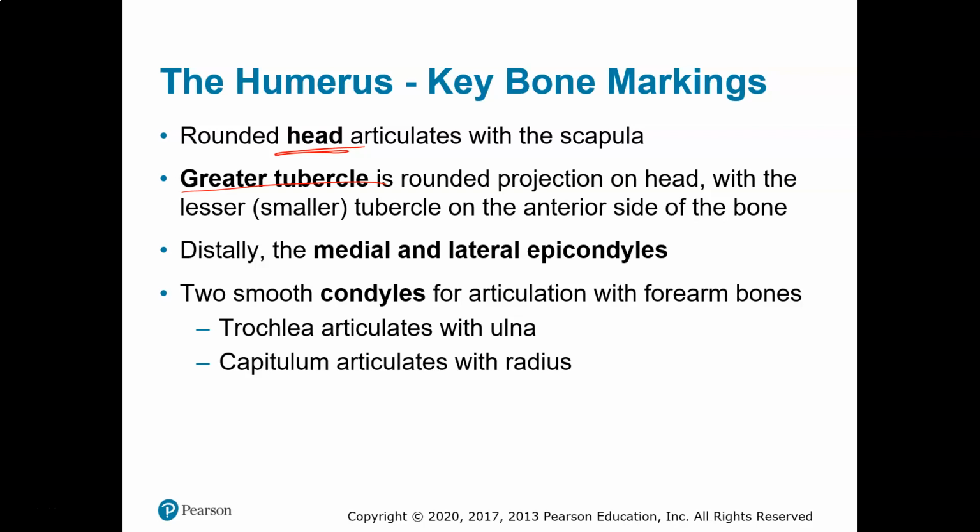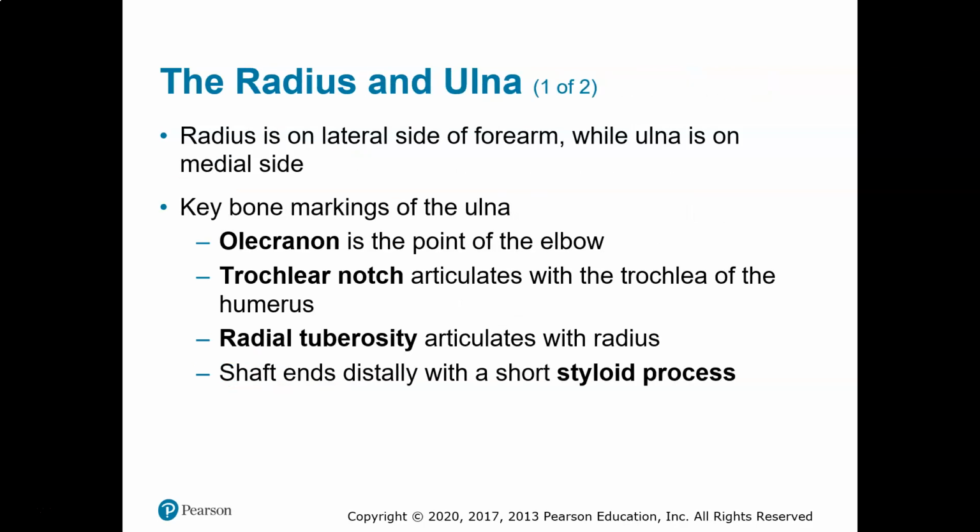And then there are the medial and lateral epicondyles. And then I do want you to know these two condyles that have special names, the trochlea and the capitulum. The trochlea articulates with the ulna of the forearm, and the capitulum articulates with the radius, and these form the hinge joint, the elbow joint.